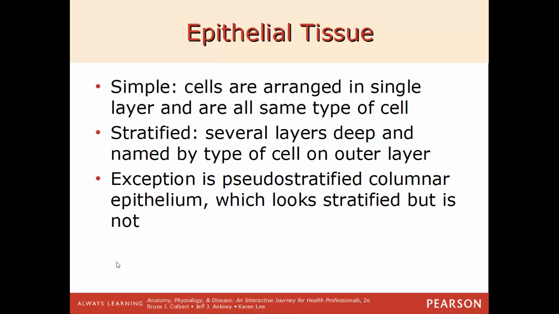Now there is an exception to this. It's a type of tissue called pseudostratified columnar. At first glance, it may look like it's stratified, but it isn't because of the different cell shapes and cell sizes. So that's why it's called pseudostratified. Pseudo means false or fake. So it's falsely stratified columnar.